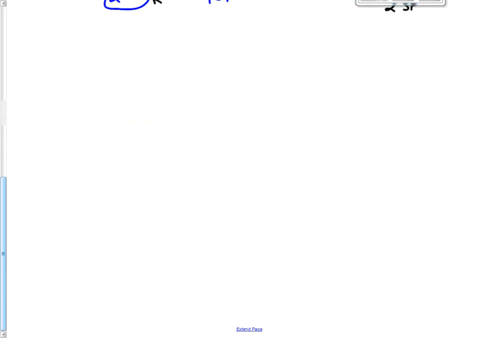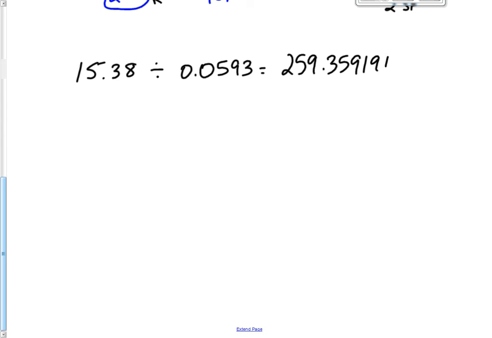One more example. Division is no different. Okay, division is no different. So we have 15.38 divided by 0.0593. Okay, and step number one is we're going to complete the operation. We're going to do the math. Okay, and when we divide 15.38 by 0.0593, we end up with 259.359191, whatever's in your calculator.